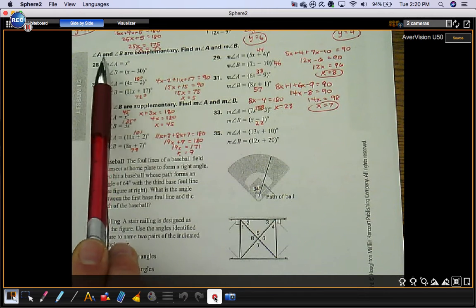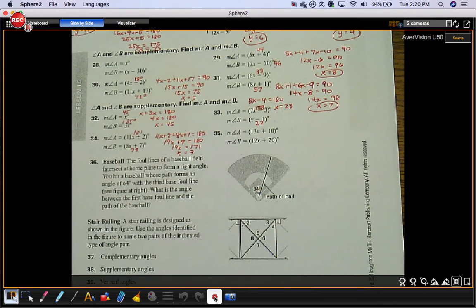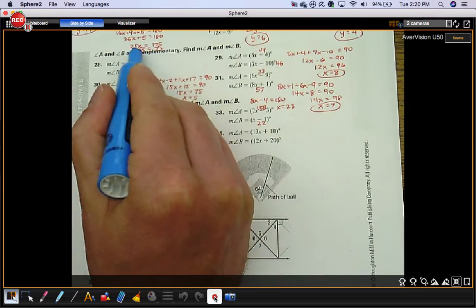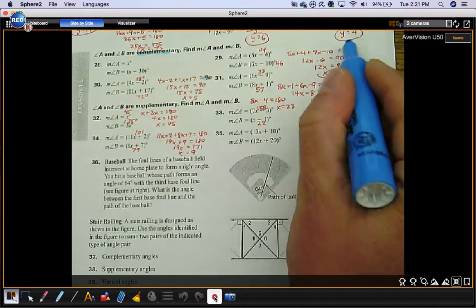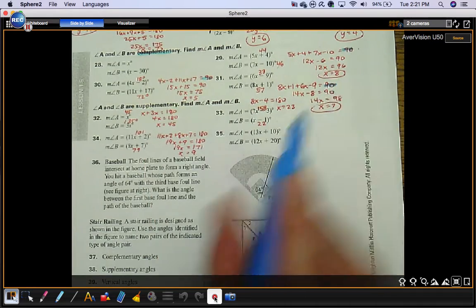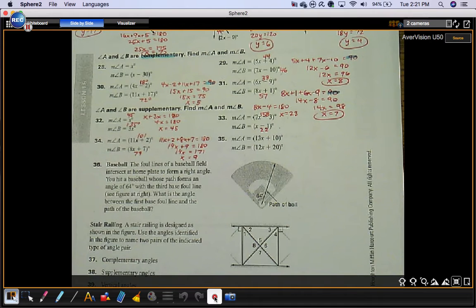So for this first section, they're telling you that angle A and angle B are complementary. Find the measure of angle A and find the measure of angle B. Complementary means they add to 90. So if you notice in all these equations, I set the two angles added together and equal to 90.